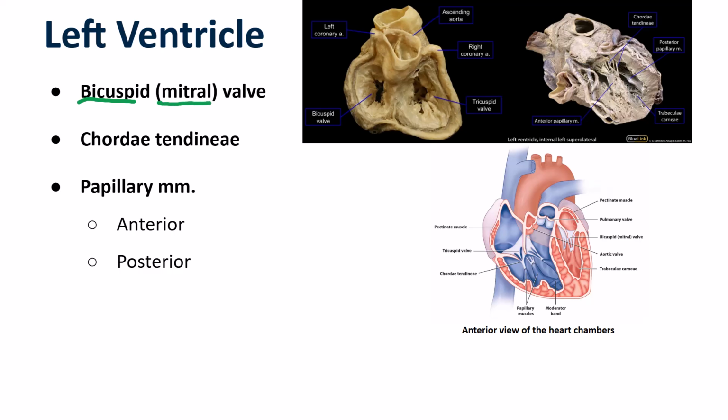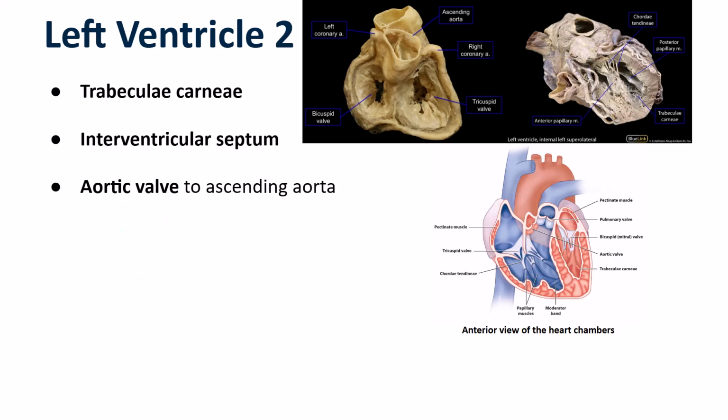And just like on the right ventricle, we have chordae tendineae, and we have papillary muscles. There are two cusps for the bicuspid valve, an anterior and a posterior, and so we have anterior and posterior papillary muscles as well, which we can see there with those chordae tendineae anchored to them. Just like on the right side, we also have trabeculae carneae, or those meaty beams that are arranged to maximize structural force during ventricular systole. There is an interventricular septum that can also be seen and palpated.